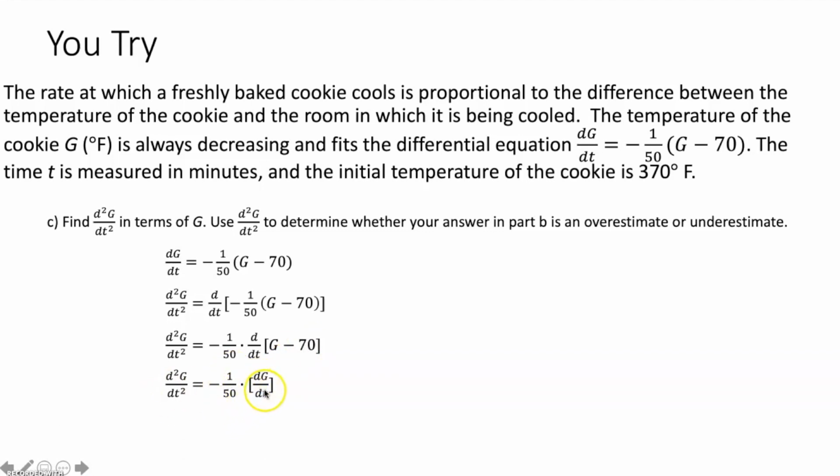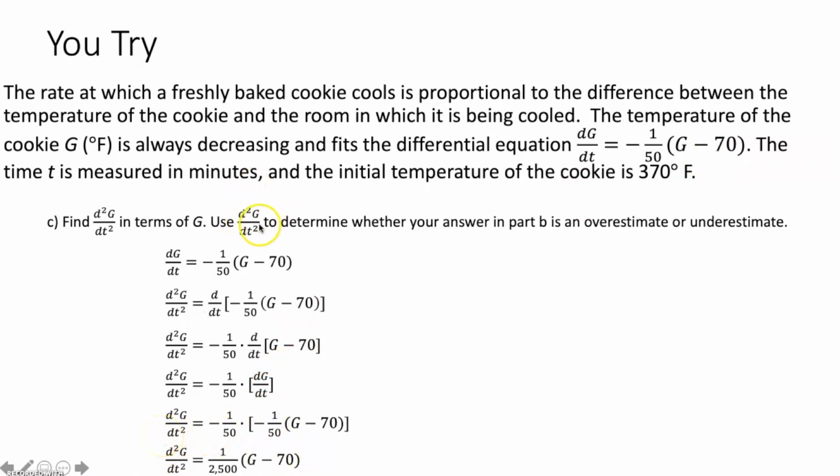Now, normally we could just leave it there, but this question wants it in terms of g. So we're going to take what we know dg dt is, which is this -1/50 times the quantity g minus 70, plug that back in for dg dt, and then simplify these two fractions out front. We now have our second derivative in terms of g.